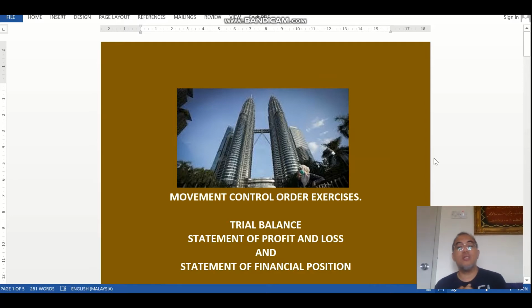Okay, so we move on to our final stage, stage 5 for the movement control order exercise: the trial balance, statement of profit and loss, and statement of financial position. This stage 5 question will be more complicated than before, but believe me, in your exams it will be much more complicated. So don't worry about it, but this is the basic that you need to know. Let's go and see the question first.